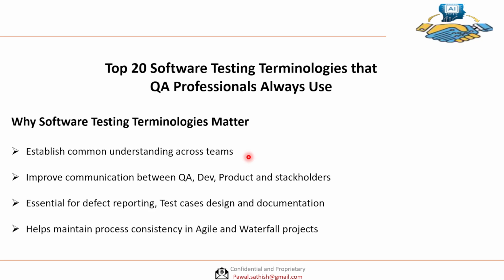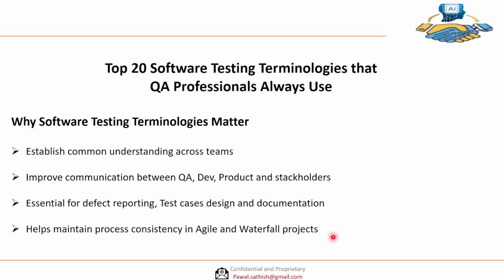When we are discussing with different teams like the dev team, product team, or QA team, if we are using common terminologies, our understanding is the same. It improves the communication between QA, dev, product, and the stakeholders. It is essential for defect reporting, test case design, and documentation. It also helps maintain process consistency in agile and waterfall projects.